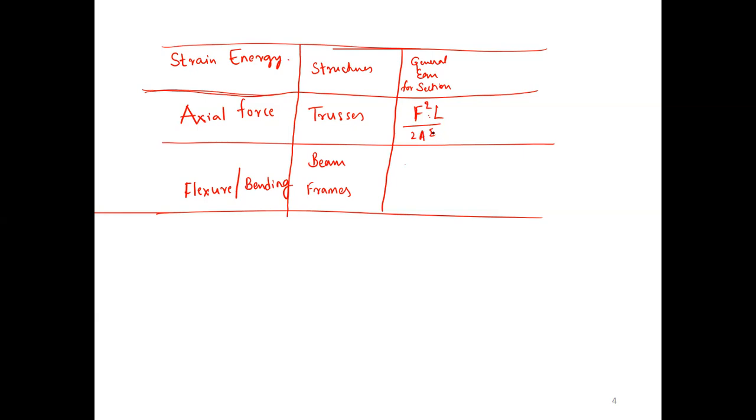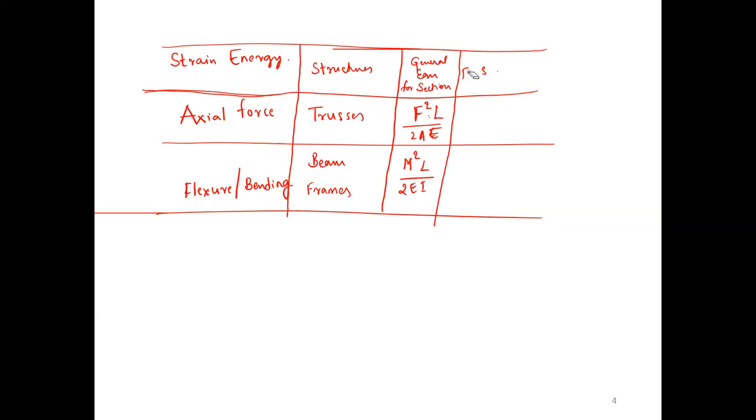Two AE. F square L by 2AE. Here, M square L by 2EI. Before the structure, write the displacement, that is the force. This is for the force equation.